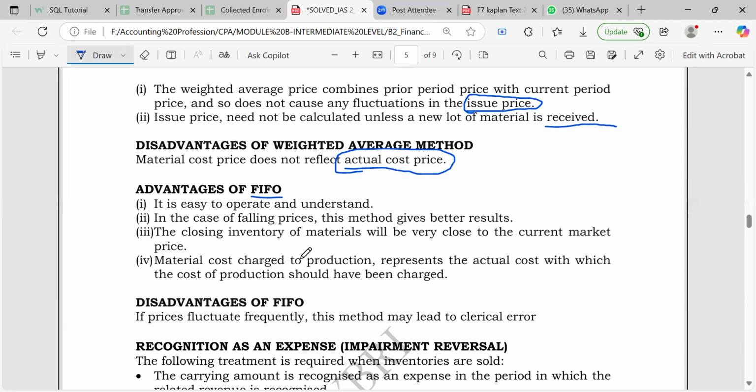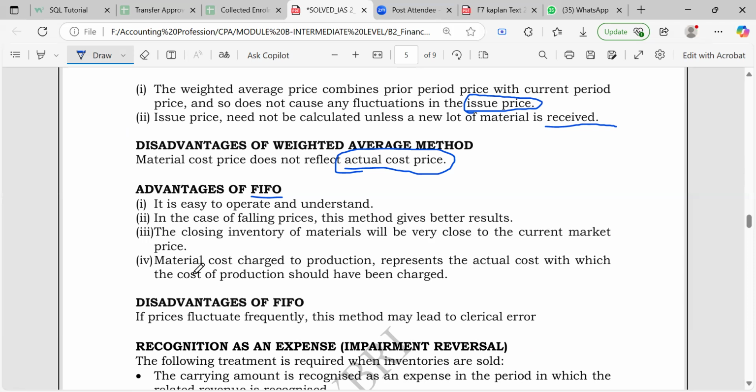But number three says the closing inventory of materials will be very close to the current market price. You know why it would be that way? Because the market price changes every time, right? Since the FIFO method tries to eliminate the earliest acquired materials, it will be trying to minimize the time gap between the current time and what they have. Okay, so this one will be fine.